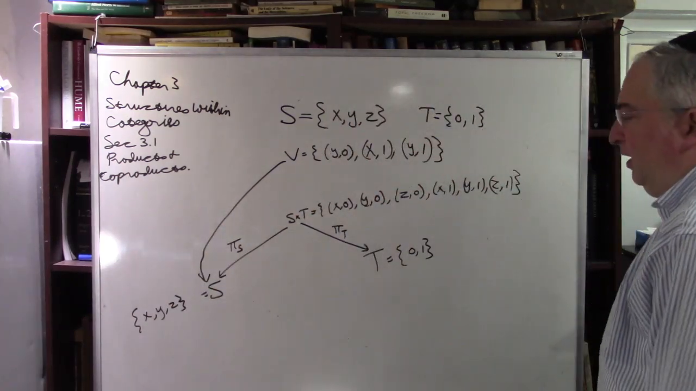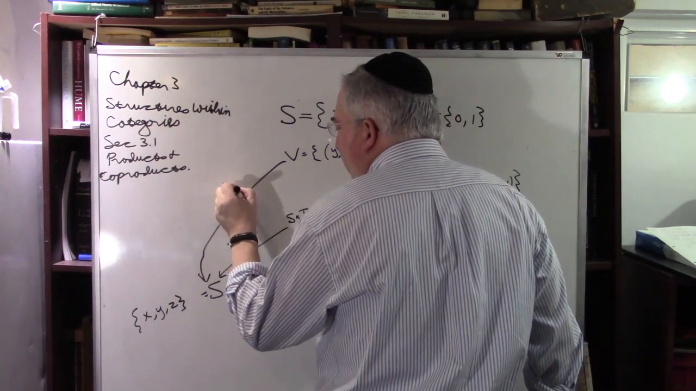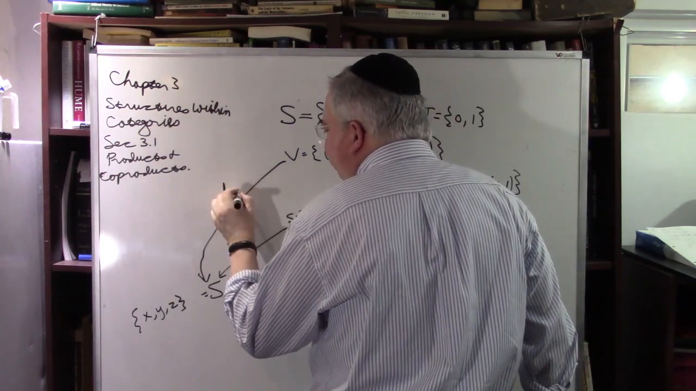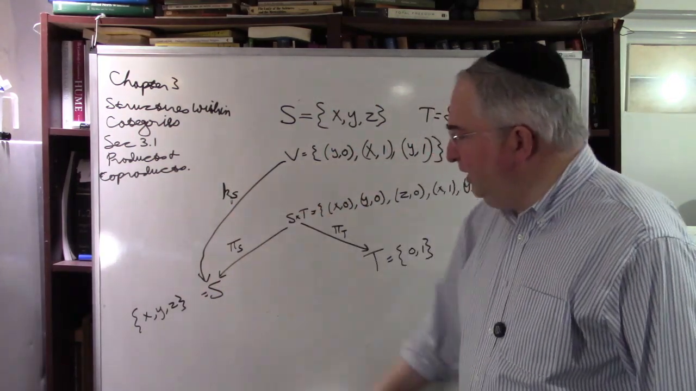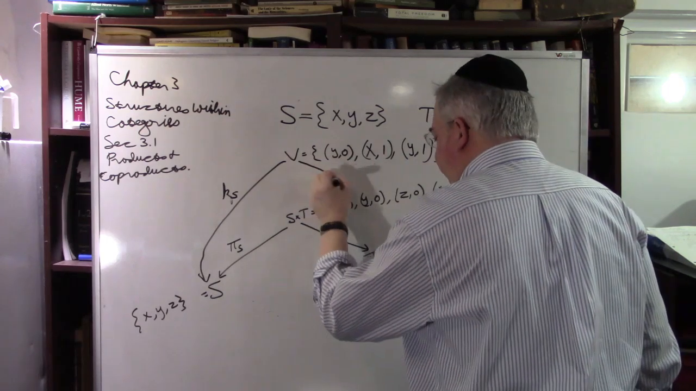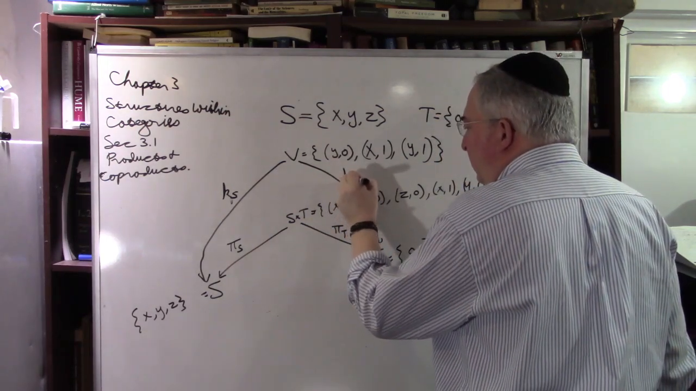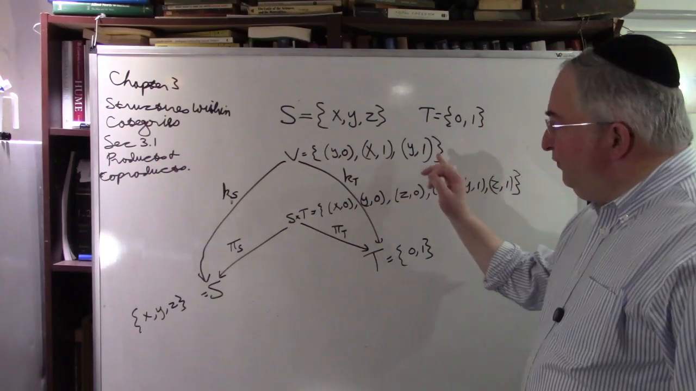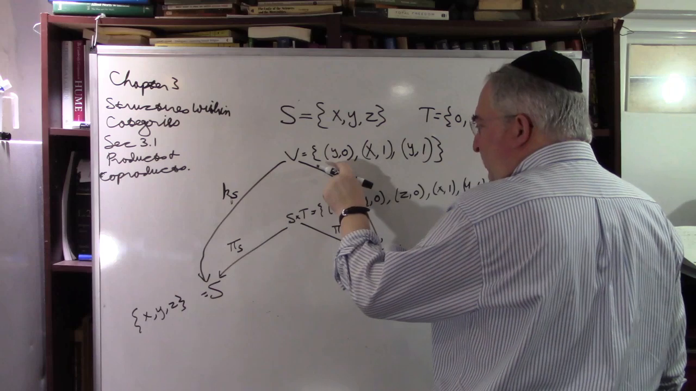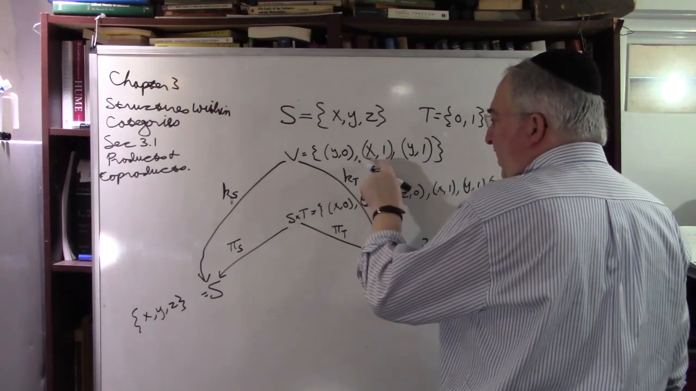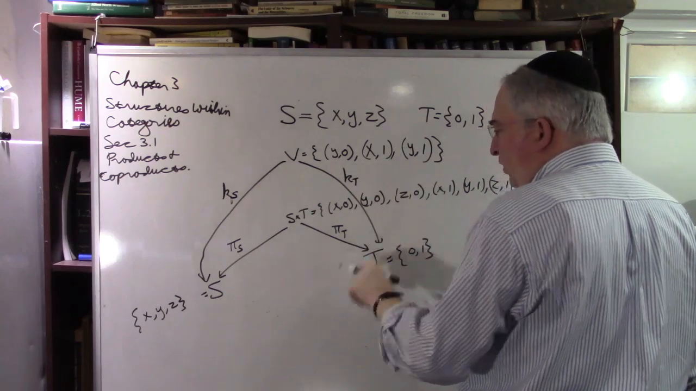We're going to call this k sub S. It's a function from this set V to S also. Well, guess what? There's another one here too called k sub T, and that's going to also forget that information. So let's go through it. (Y, 0) will go to 0 here. (X, 1) with this function will go to 1. (Y, 1) will go to 1.